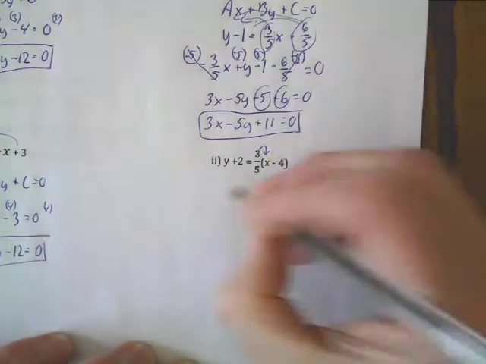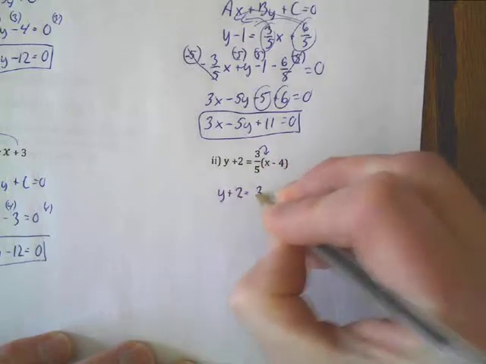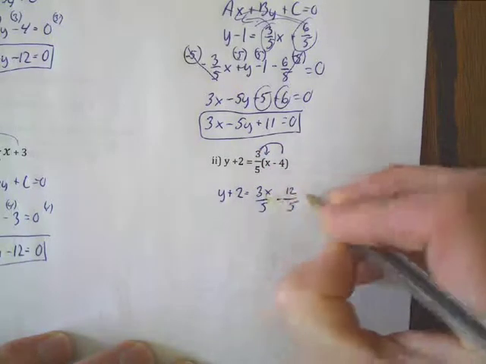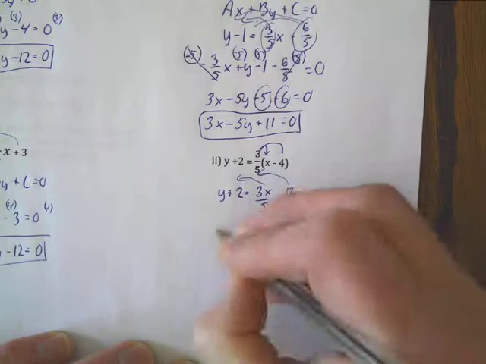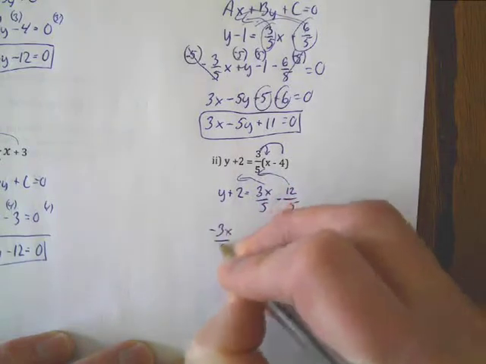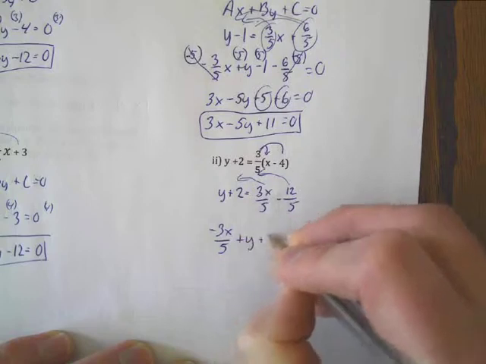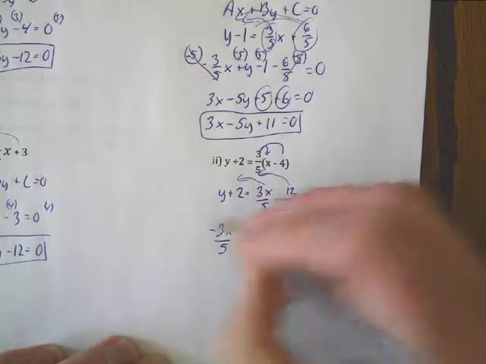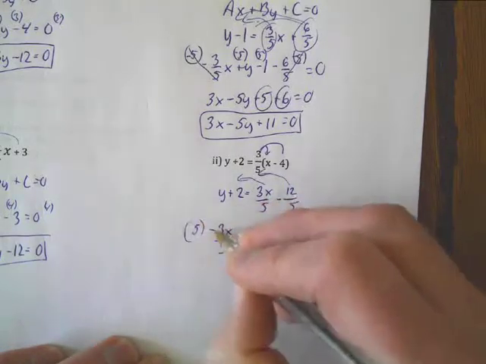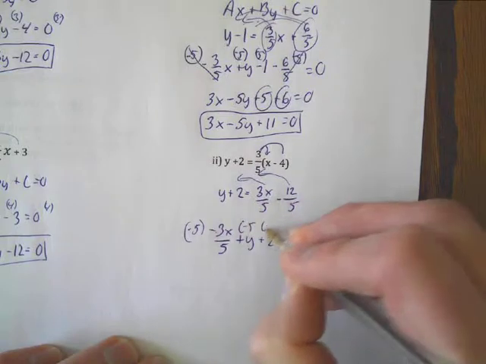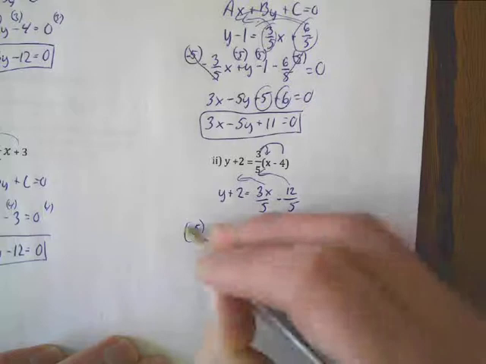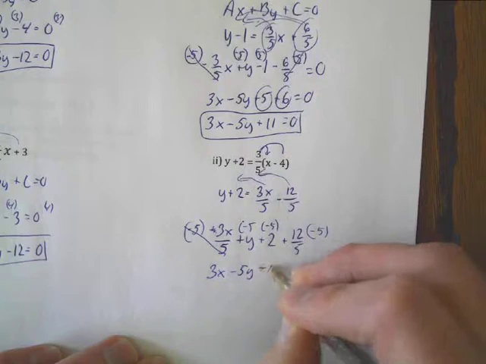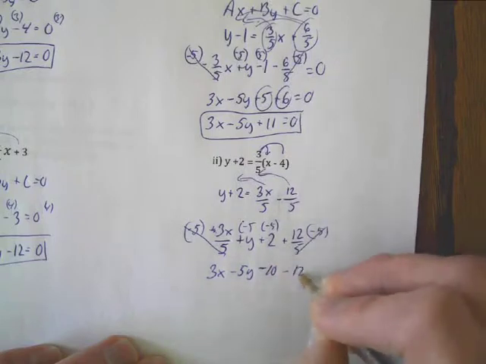Okay, so you're going to bring this in first. I get y plus 2 equal to 3x over 5 minus 12 over 5. Take everything over to one side, and across the equal sign it becomes the opposite. So negative 3x over 5 plus y plus 2 plus 12 over 5. I'm going to get rid of the denominator, so we'll multiply everything by 5, but this is negative, so it's negative 5. Cross it out with that, so I get 3x minus 5y minus 10 minus 12.